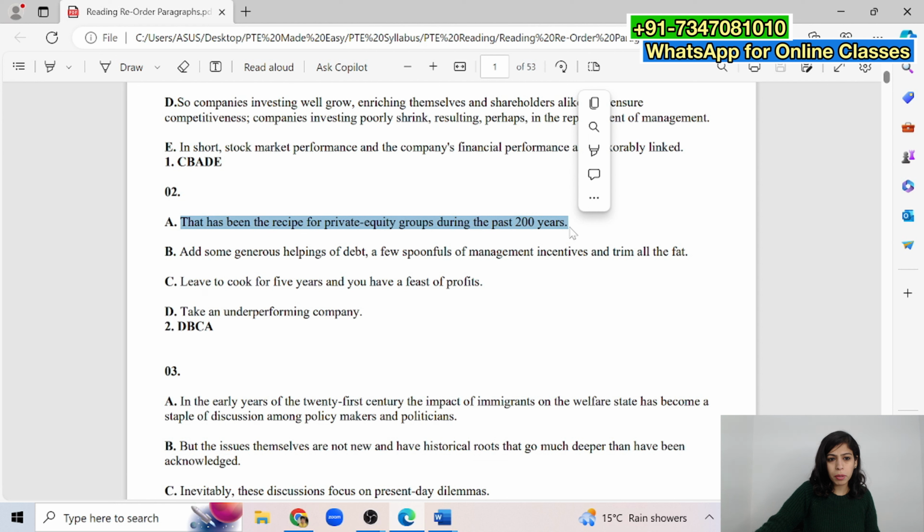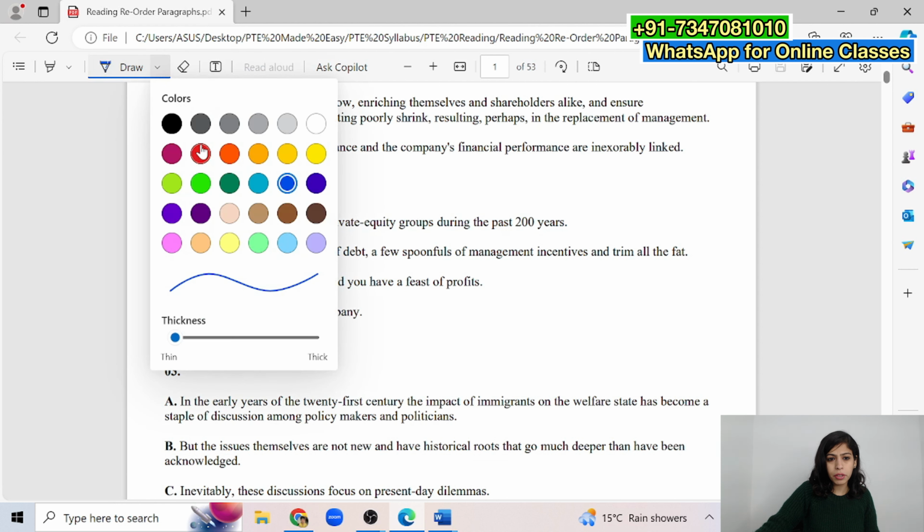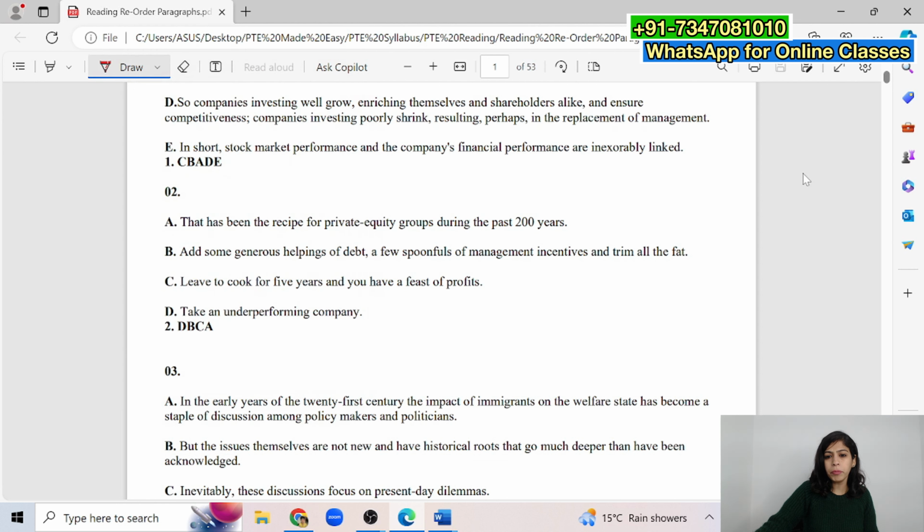What exactly are you going to do? I am going to use the pointer here, and I'll use some other color. This is the concluding sentence. So we need to find the introductory sentence, we need to find the concluding sentence, and then we are going to find out the sentences in between. And trust me, it is not going to take more than 1 minute 20 seconds if you practice it on a regular basis.